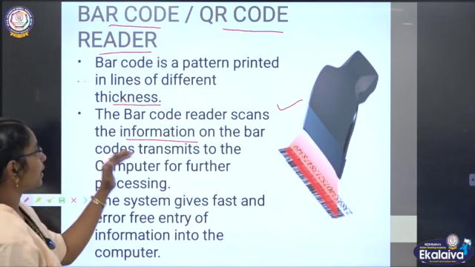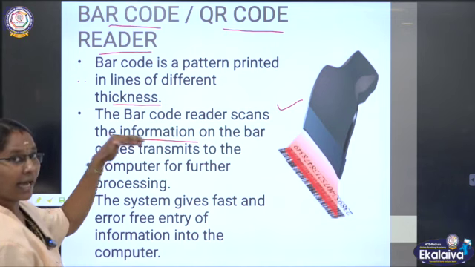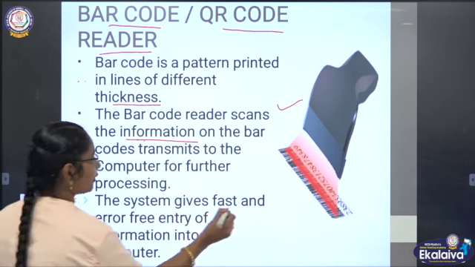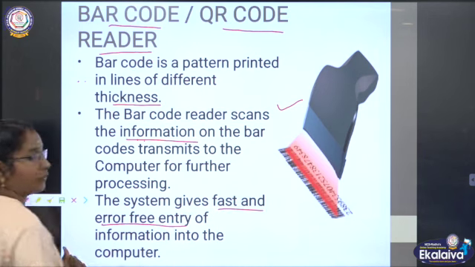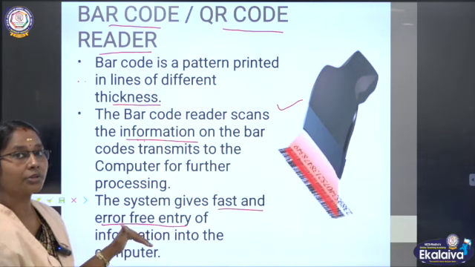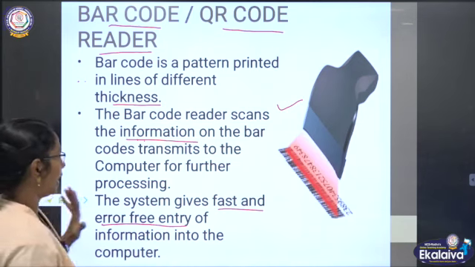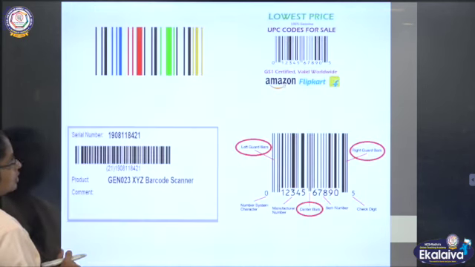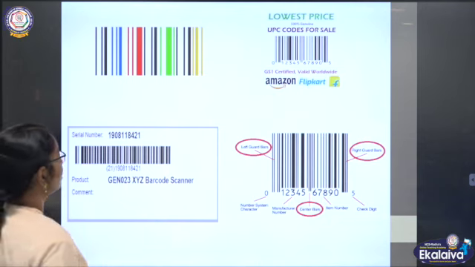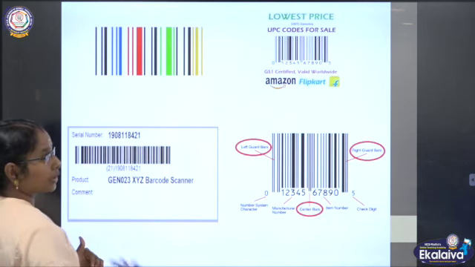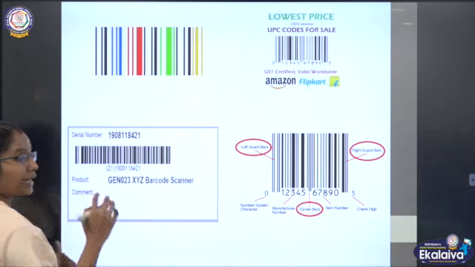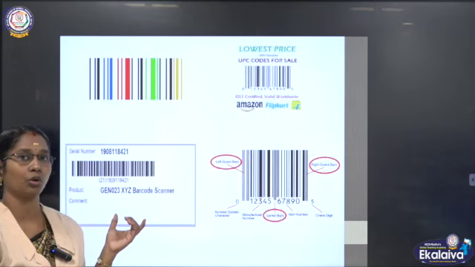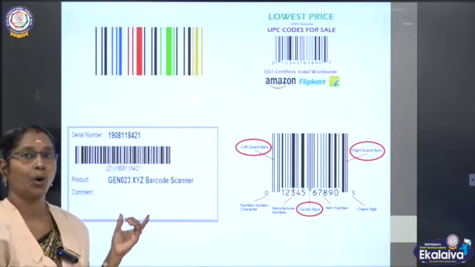What is it going to do? It is going to get that information, and after that it is going to transfer it. Next, the system gives fast and error-free entry of information into the computer. So these are some examples of barcodes. We have colors also. If we buy any product in the market, we will have a barcode on each and every product.